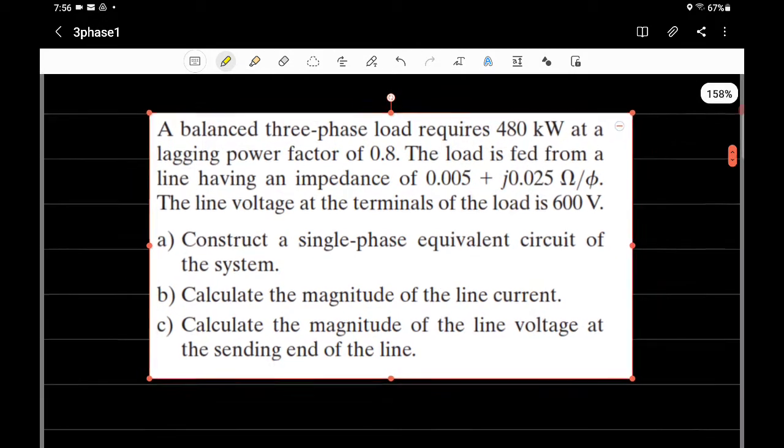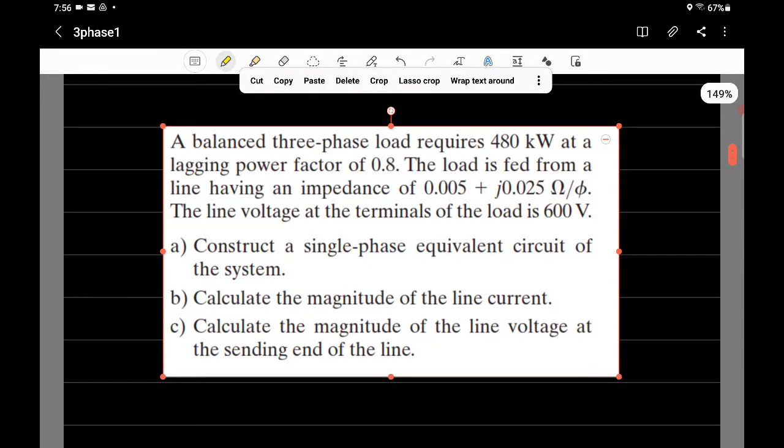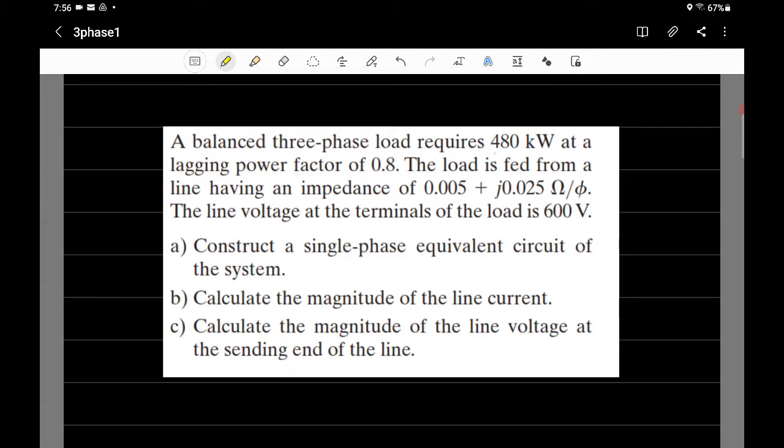Let's read this example. A balanced three-phase load requires 480 kilowatts at a lagging power factor of 0.8. The load is fed from a line having an impedance. Okay, so there is a transmission line, and the line voltage at the terminals of the load is 600 volts.